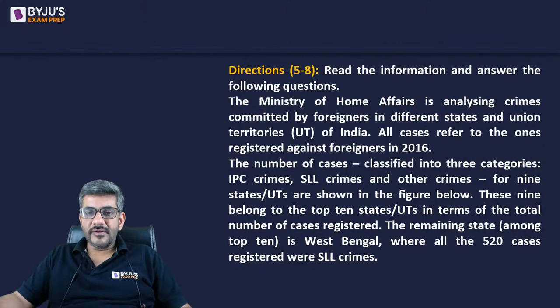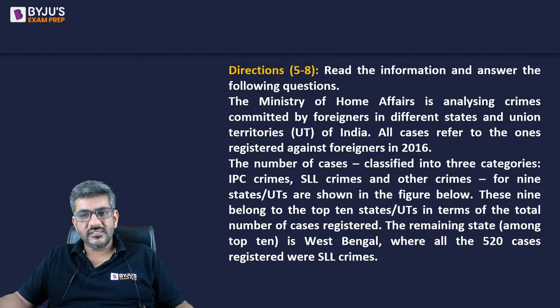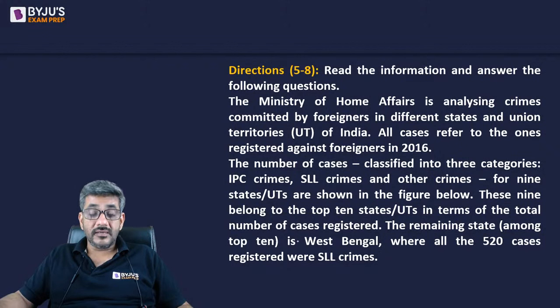The Ministry of Home Affairs is analyzing crimes committed by foreigners in different states and union territories of India. All cases refer to the ones registered against foreigners in 2016. The number of cases classified into three categories: IPC crimes, SLL crimes, and other crimes, for 9 states or UTs as shown in the figure below. These 9 belong to the top 10 states or UTs in terms of the total number of cases registered. The remaining state that is among the top 10 is West Bengal, where all the 520 cases registered were SLL crimes.